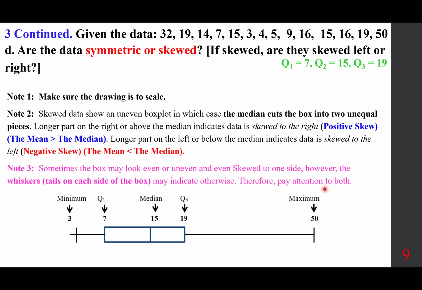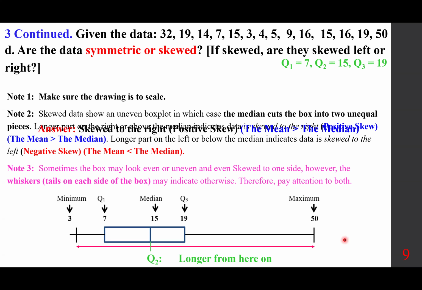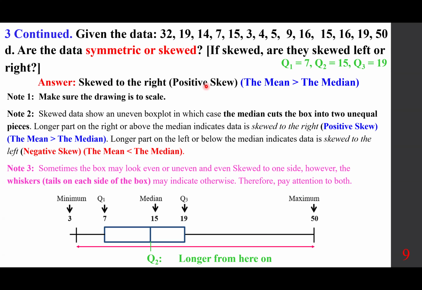So take a look at how you figure this out. You draw a line, you have Q sub 2, and you look at this line versus this line. Clearly, this part is longer. So it's skewed to the right. It's skewed to the right or positive skew. The mean is larger than the median.